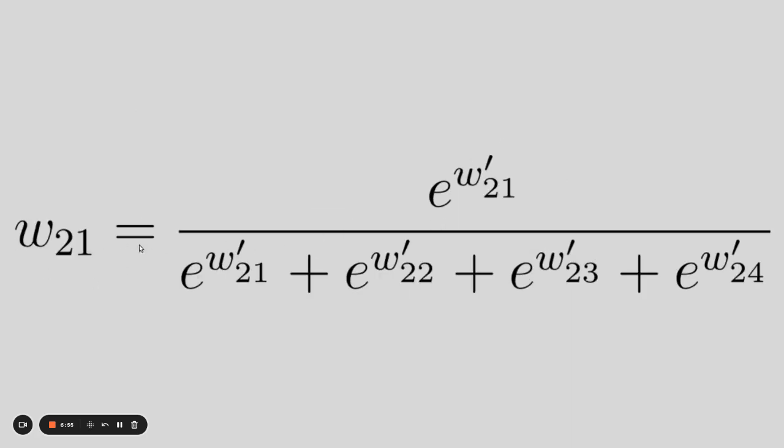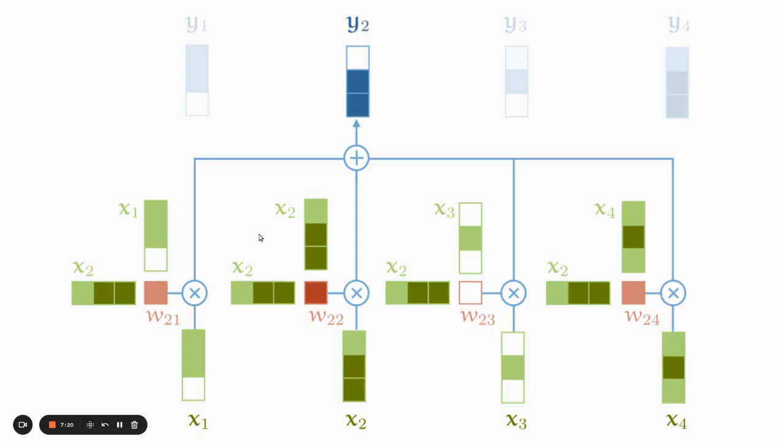For example, if you're calculating W21, you take the W21 prime that we calculated using H2 and H1. You took H2 transpose and multiplied it with H1, and you get W21 prime. Similarly, you get W22 prime, W23 prime, and W24 prime. Then you apply softmax to it, and effectively all of these add to 1. W21 plus W22 plus W23 plus W24 will eventually add to 1. So this is a basic illustration.